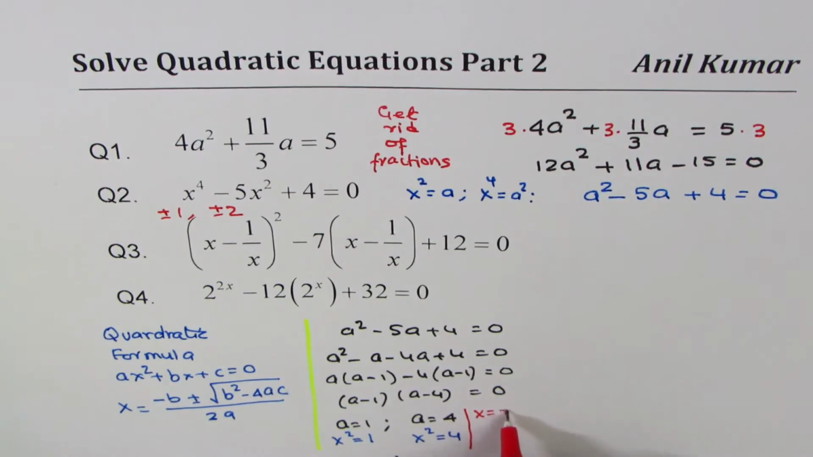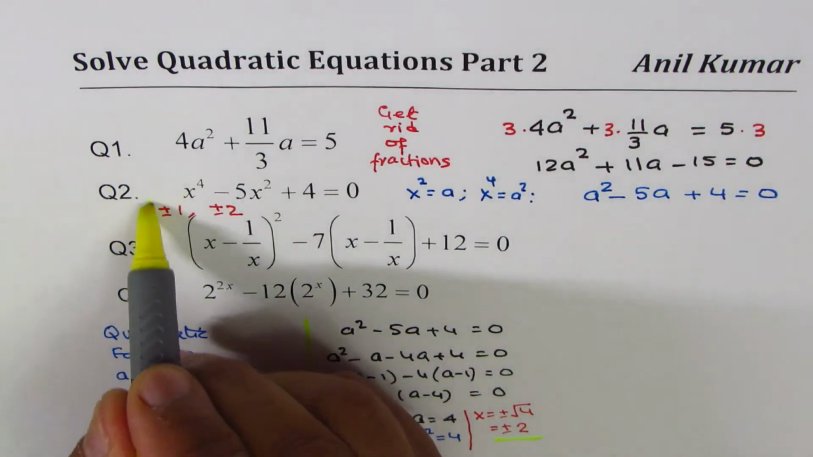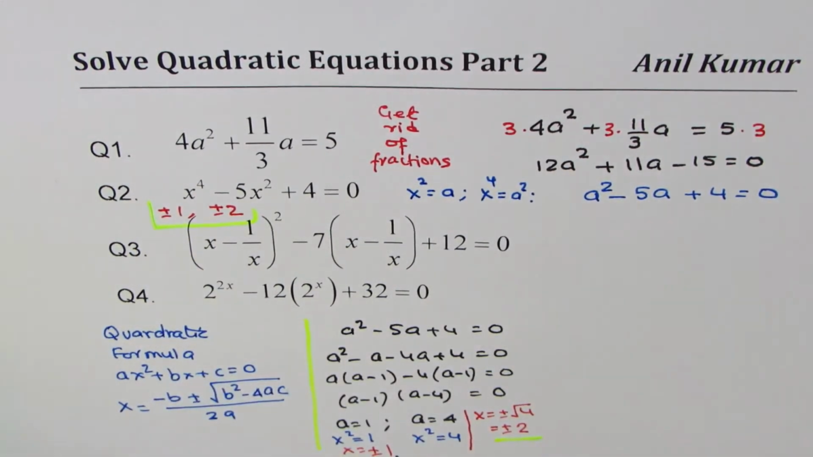We'll write this x as plus minus square root of 4, and that gives us plus minus 2. Do you see that? And here we'll get x equals to plus minus 1, right? So we have these 2 answers which I have mentioned here. I hope the strategy is clear.